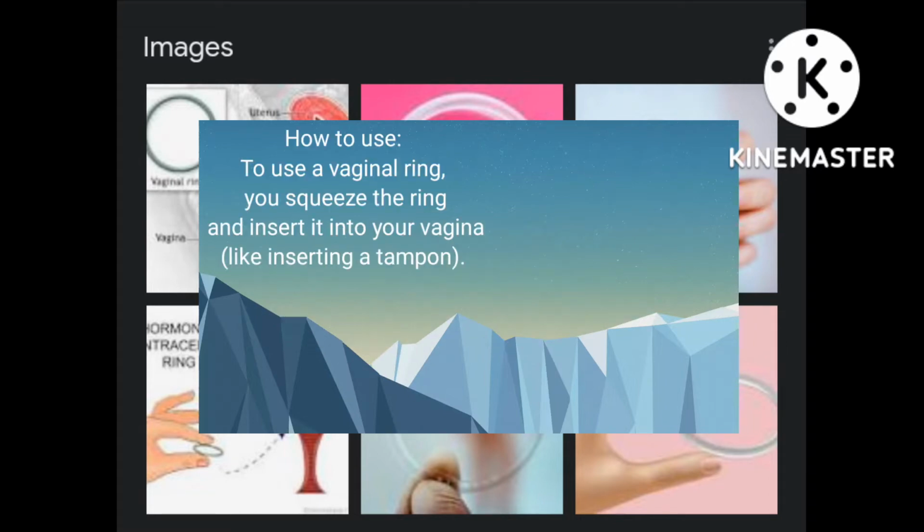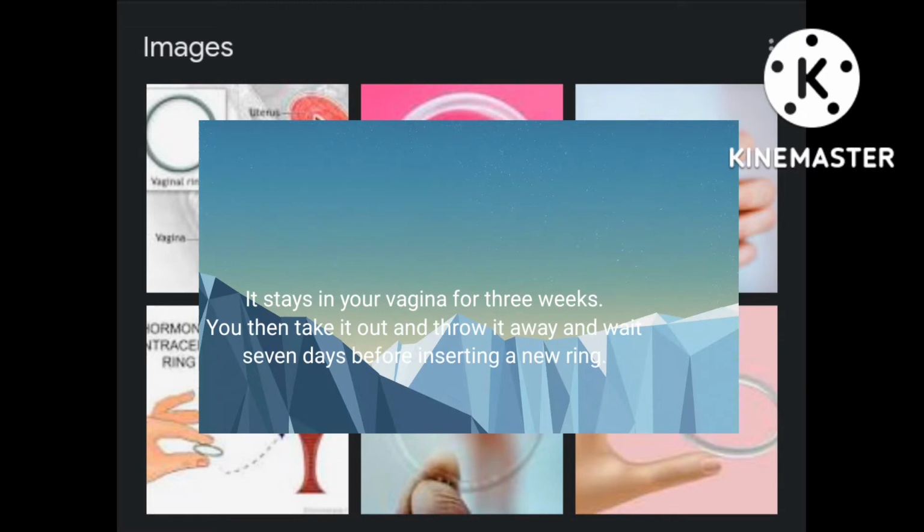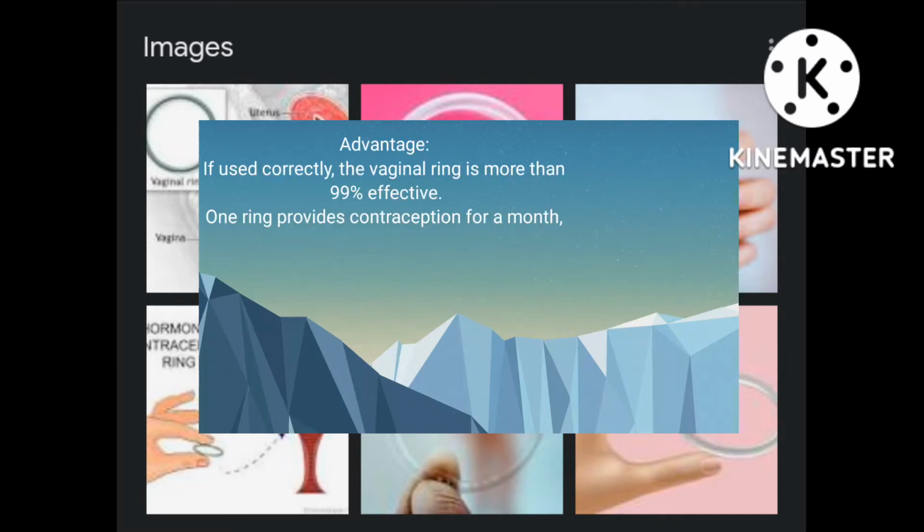How to use it? To use the vaginal ring, you squeeze the ring and insert it into your vagina, like inserting a tampon. It stays in your vagina for 3 weeks. You then take it out and throw it away and wait 7 days before inserting a new ring.